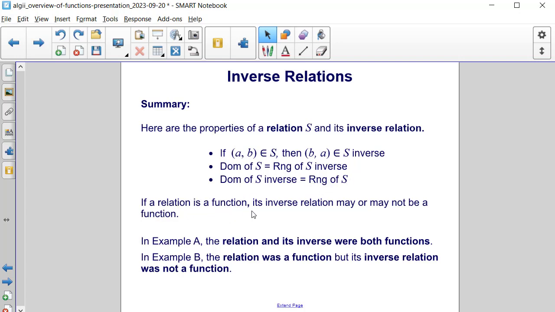If a relation is a function, its inverse relation may or may not be a function. In example A, the relation and its inverse were both functions, when we had exactly one output for every single input. In example B, the relation was a function, but its inverse relation was not a function, because the original relation had two x values that gave us the same y value, so therefore its inverse became not a function because you had two x values going to two different y values.